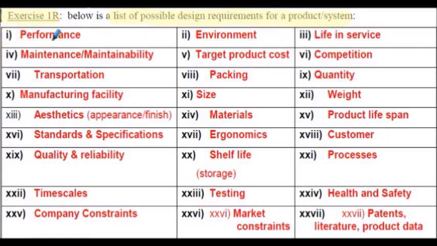They're in no specific order here, but I do start with performance, item 1, environment, item 2, etc. You can see up to item 27 here, patents, literature, product data. I'll let you browse these requirements at your own pace. Not all will be applicable to a particular PDS, but hopefully this will help generate your thought processes related to what you should include in the PDS for your particular design scenario.